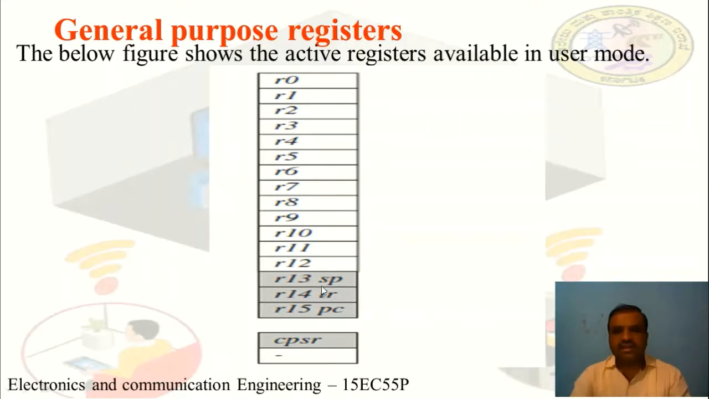R13 is called the stack pointer. Stack pointer holds the address of the top of the stack. R14 is called the link register. Link register holds the return address whenever the processor calls the subroutine. R15 is called the program counter. Program counter holds the address of the next instruction to be executed. CPSR and SPSR are the program status registers.